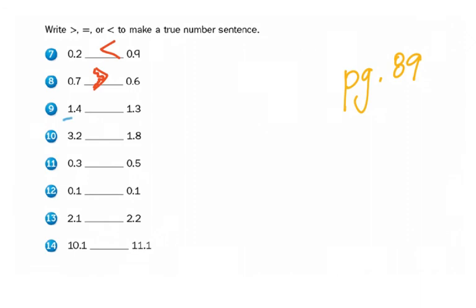The next one, again, start with the whole number. 1 and 1 are the same. So I'm going to go to the tenths place. Which is larger, 4 or 3? 4 is. So 1 and 4/10 is greater than 1 and 3/10. Number 10, we have the whole number 3 and 1. We don't need to go any further. Which one's larger? 3, and it would be read, 3 and 2/10 is greater than 1 and 8/10. Remember the decimal point? We say the word and. It equals the word and.